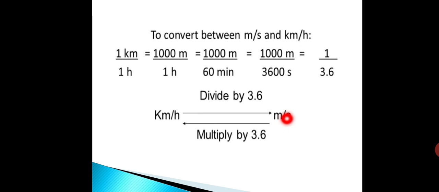And vice versa, if you have to convert meter per second to kilometer per hour, what do you have to do? Multiply it with 3.6. Right? Is it clear? Very easy. Again, I repeat, to convert kilometer per hour to meter per second, divide by 3.6. If you convert meter per second to kilometer per hour, multiply it with 3.6. I hope it is clear.